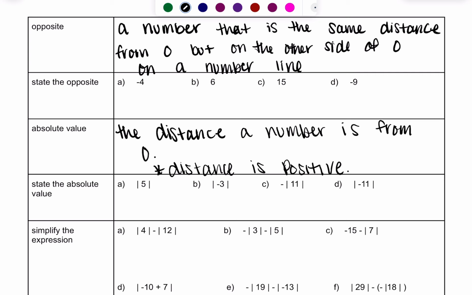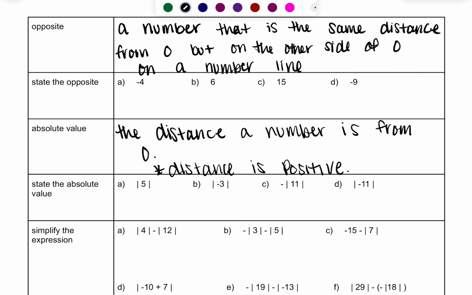So looking at opposite, it is a number that is the same distance from 0, but on the other side of 0 on a number line. So we're really looking at the opposite of whatever number is given to me. So if I have a positive 4, the distance from 4 to 0 is 4, but if I go the opposite way, it is going to be -4, because if I go from 0, go 4, opposite, -4, okay?